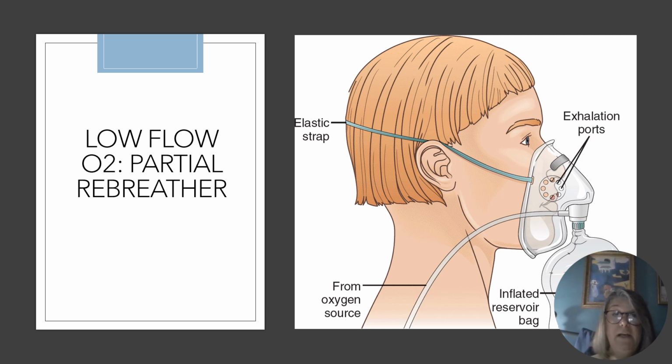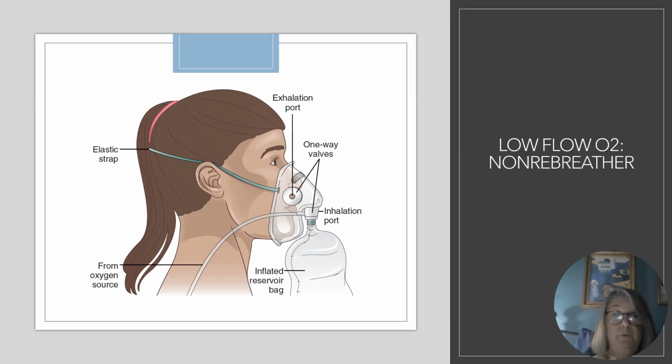Oxygen flow must be maintained to keep the reservoir bag 1/3 to 1/2 full on inspiration. So that bag is 1/3 to 1/2 full. Our flow rates are about 8 to 10 liters per minute. This is good for short-term oxygen therapy. That is our partial rebreather.